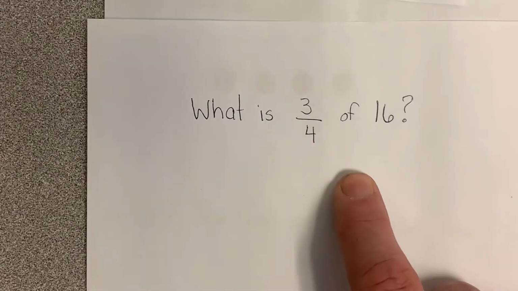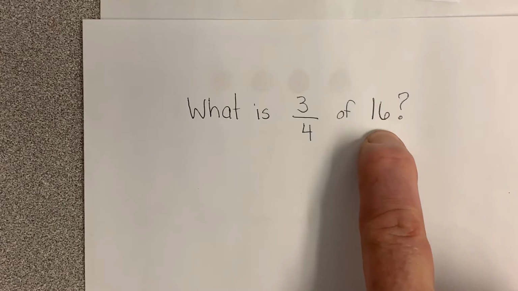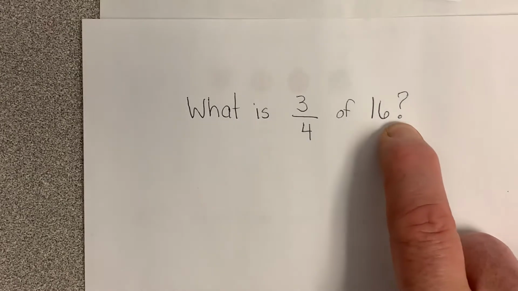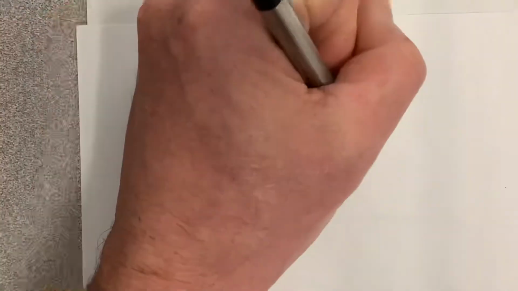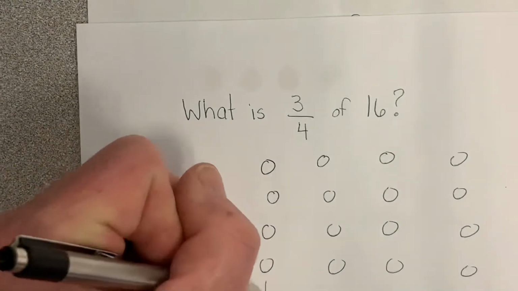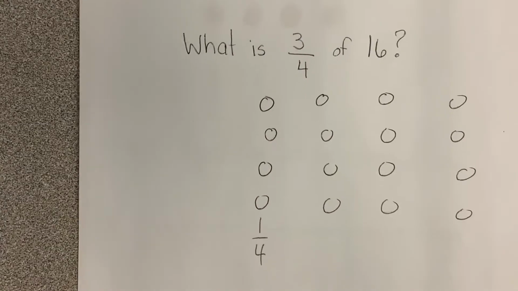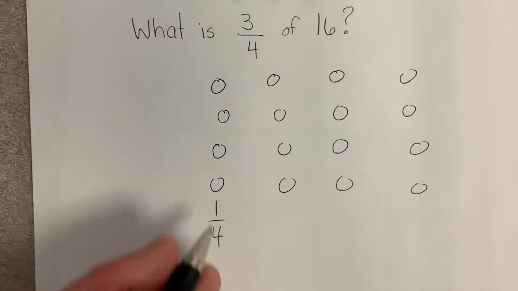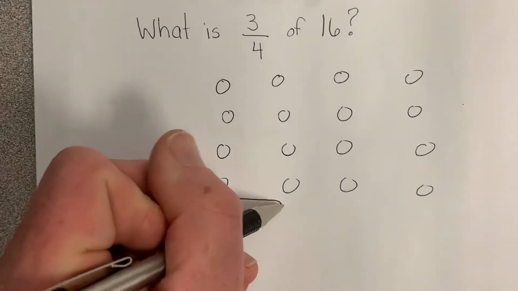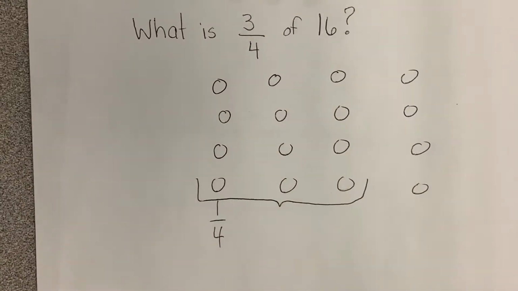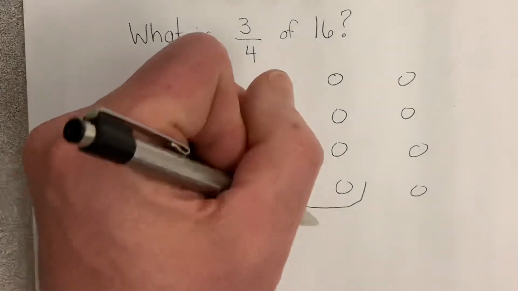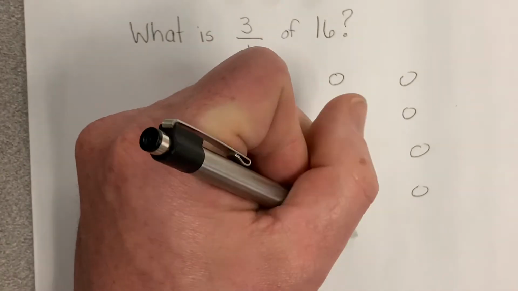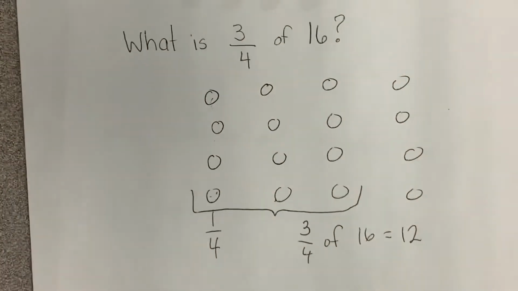So when we have 3/4 of 16, we're going to use 16 counters, and we actually physically use counters in class. And we're going to divide them into 4 groups. So 1, 2, 3, 4, 5, 6, 7, 8, 9, 10, 11, 12, 13, 14, 15, 16. So each group represents 1/4 of the set. Okay, so because we're trying to find 3/4, we would focus on 3 out of the 4 sets. And each set has 4, so we have 4 plus 8 plus 12. 3/4 of 16 equals 12.